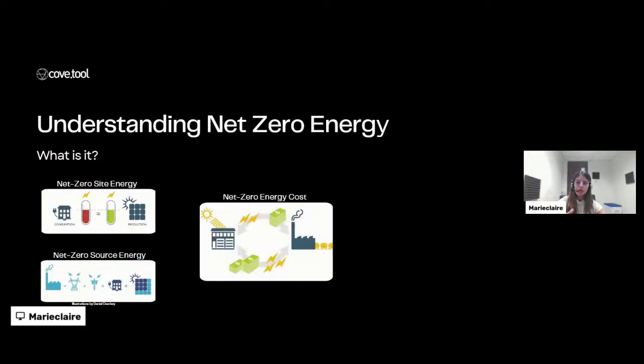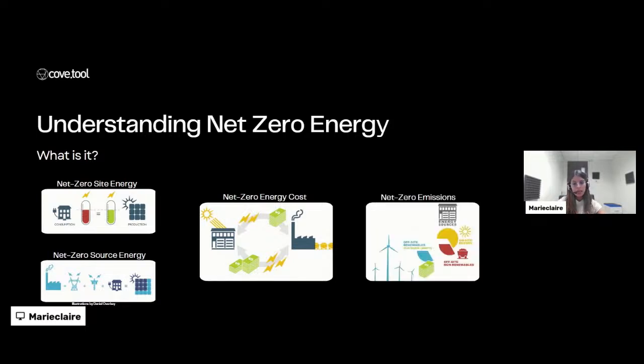Then for the third one, we have net zero energy cost. This is a building that produces more, so it will sell more power to the utility than it purchases. And then we have net zero emissions. This building will produce as much renewable energy as it uses. It could be by offsetting any gas emissions that it creates. So it could be produced on site by renewables, or it could also be purchased through RECs or carbon offsets.